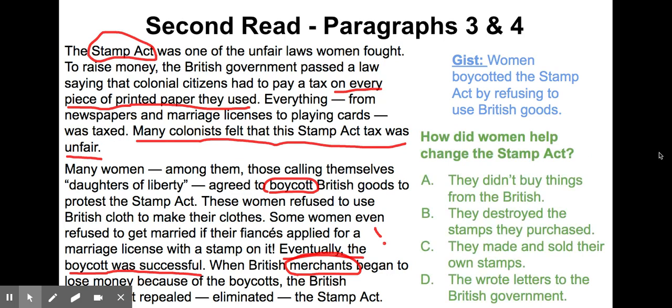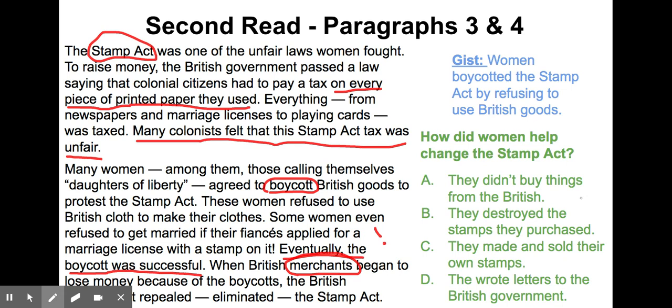How did women help change the Stamp Act? A, they didn't buy things from the British. B, they destroyed the stamps they purchased. C, they made and sold their own stamps. Or D, they wrote letters to the British government. So again, I'm first going to look at things that I cannot say for certain were in the text, that I can't prove with evidence. Remember, we're looking at evidence today.